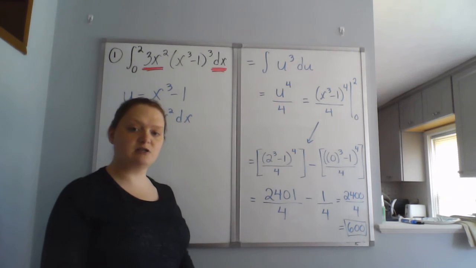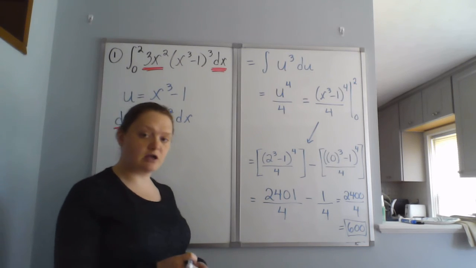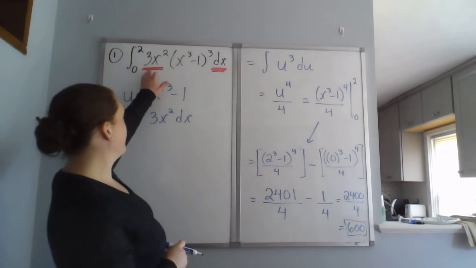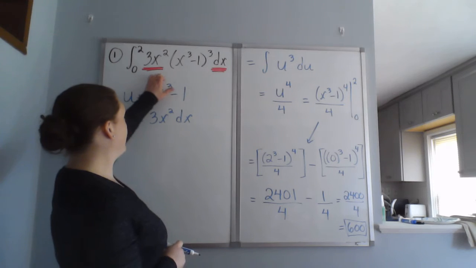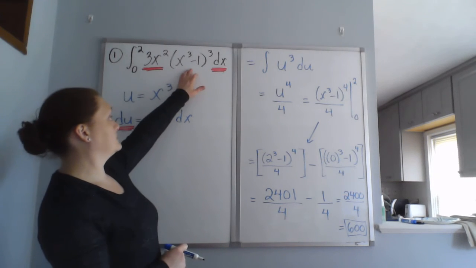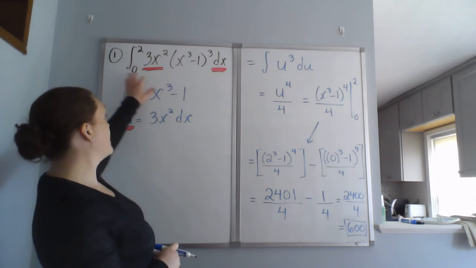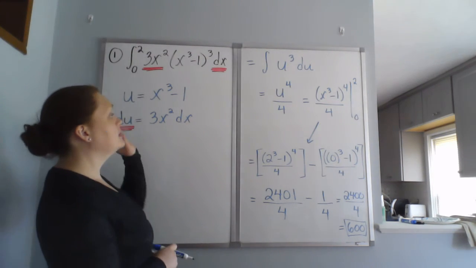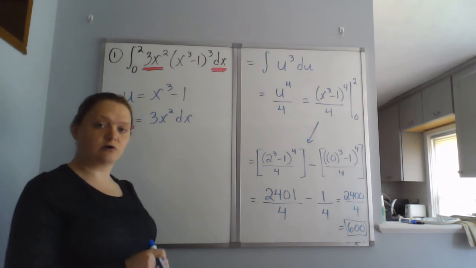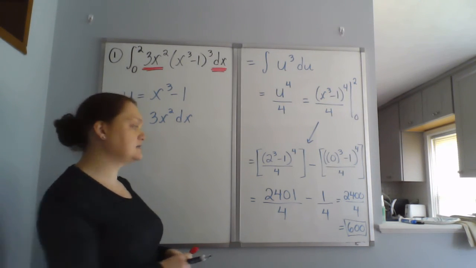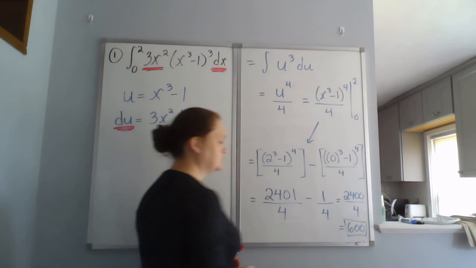I want to remind you that 600 represents the area under the curve. If I were to graph this function, 3x squared times x cubed minus 1 to the third, and look at the interval from 0 to 2, and shade the area under that curve, meaning between the curve and the x-axis, it'll come out to 600 square units.